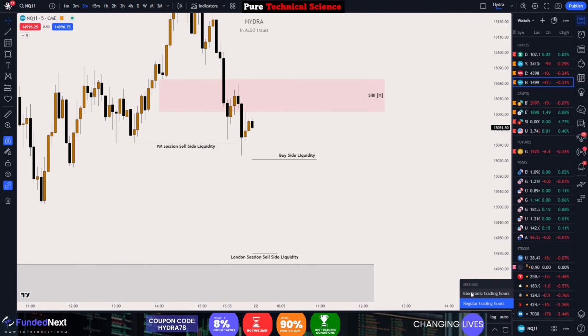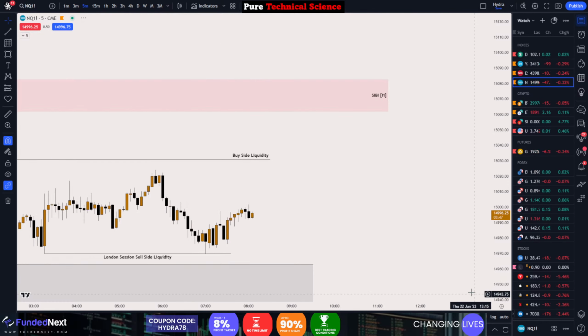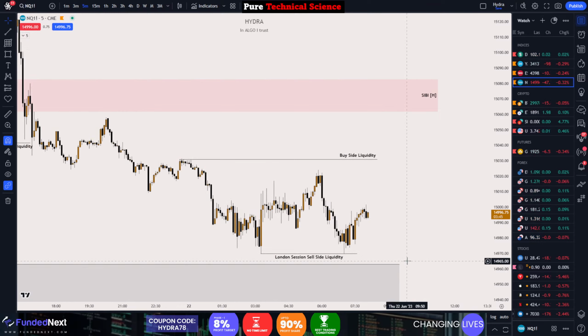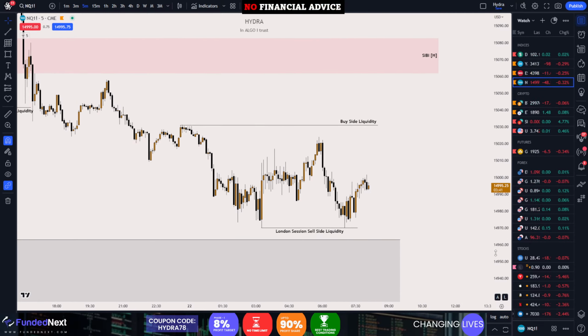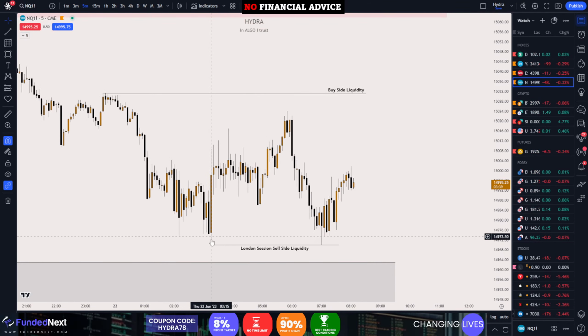Now I'm going to be toggling back to the electronic trading hours. As you can see, we have our London session sell side liquidity right here. Price came all the way down here. This is our London low, which generated relative equal lows, and that makes this level a strong liquidity level.